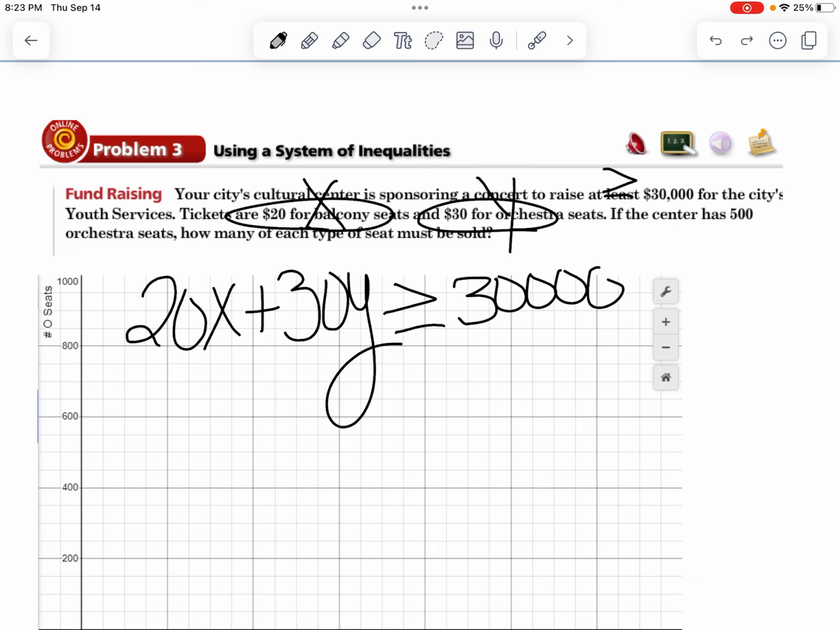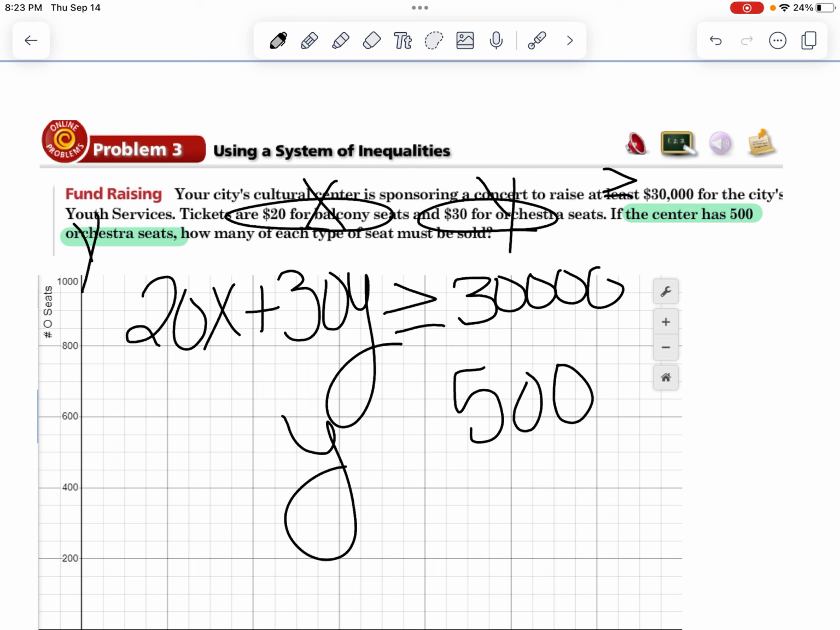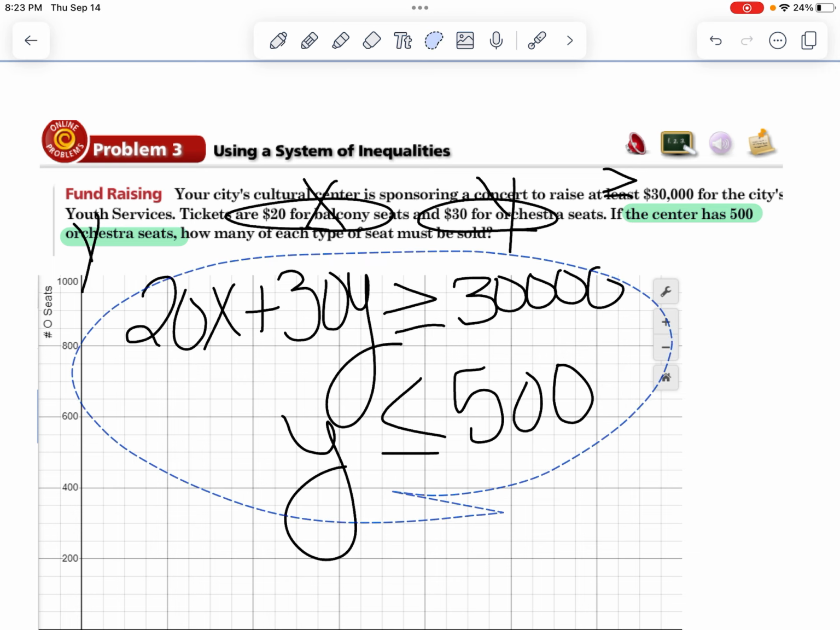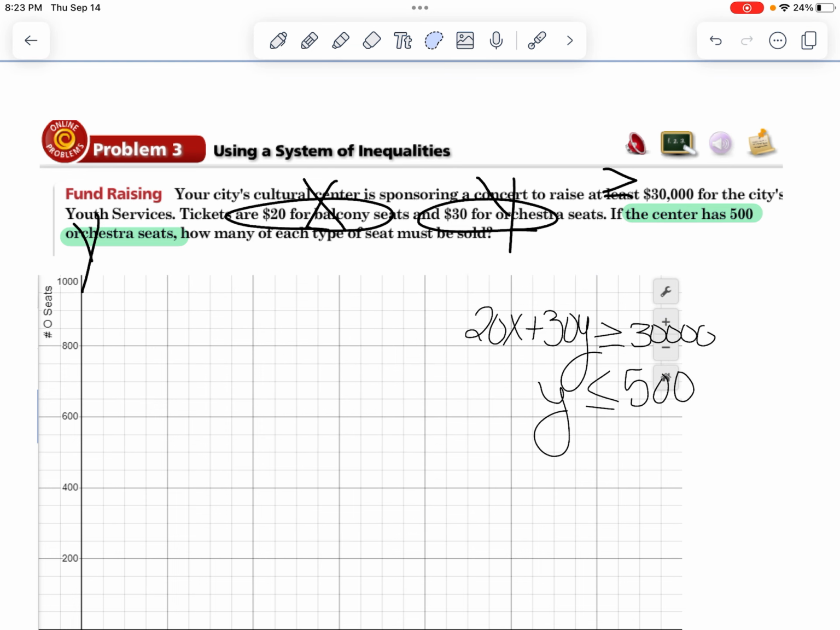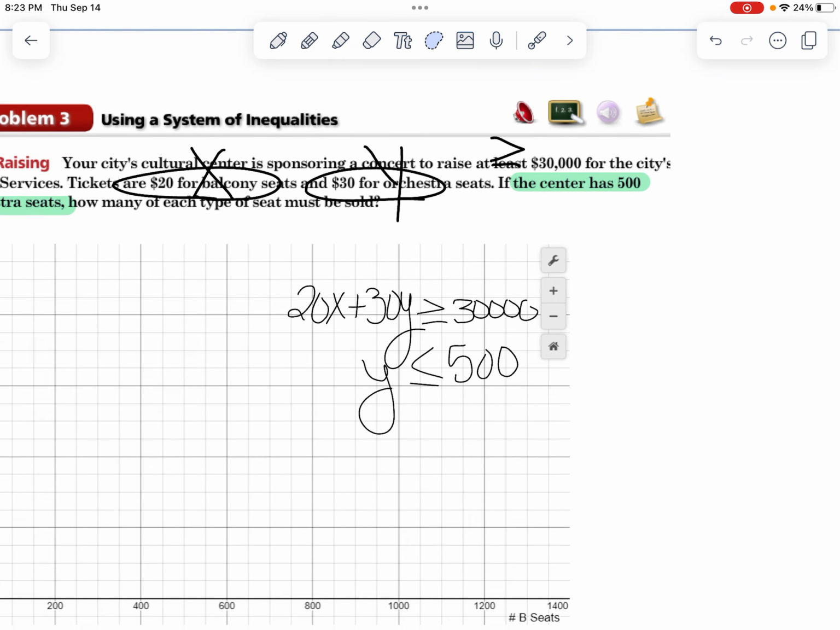Okay, now one more stipulation. Maybe you guys think it's funny, or maybe you think it's really gross. Either way, it is what it is. This center has 500 orchestra seats. So we have 500, but the orchestra seats are Y. So I really need you to think, do we have more than 500 or less than 500? Hopefully you're thinking less than 500 or equal to it, because you can't sit more than 500 people. It's either equal to 500 or less than 500 for the number of people you sit.